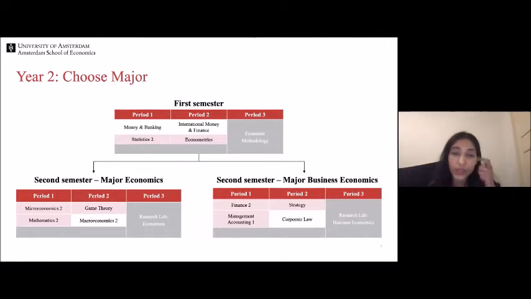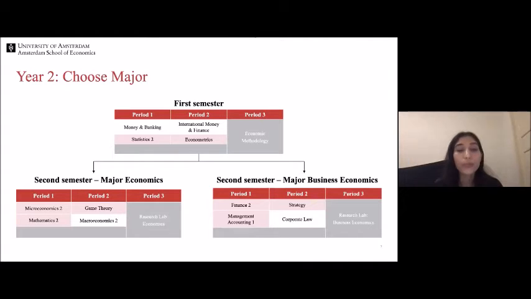As you can see, in the first semester, you'll all still be getting some foundation in econometrics, money and banking, and advanced intermediary statistics, I would say, and a course in international money and finance. And in the smaller block, you will learn about economic methodology, which, by the way, is very useful when you follow certain courses and do your thesis.